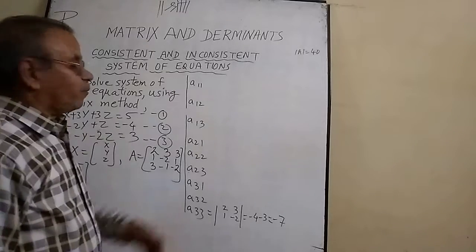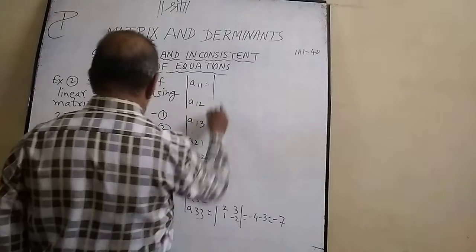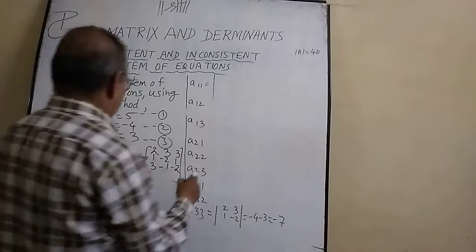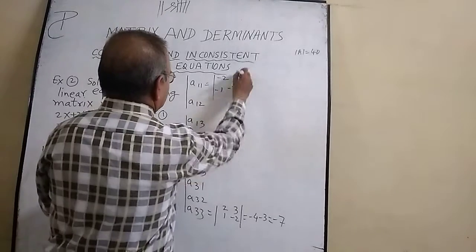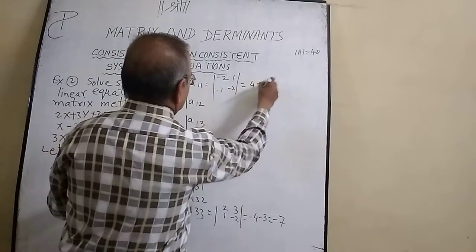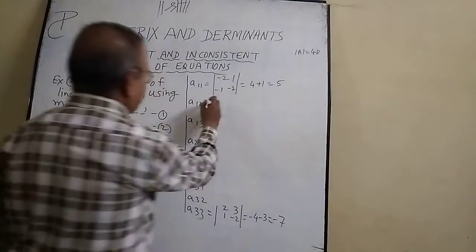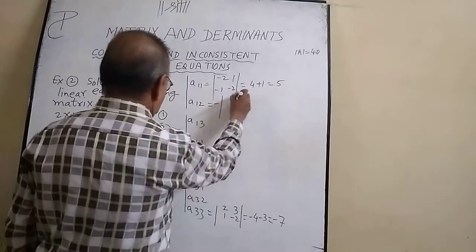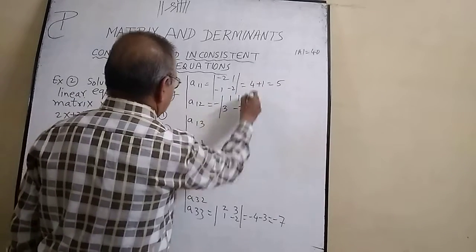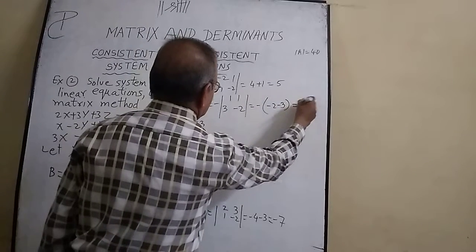Here, first of all, we find the cofactors. So A11 is equal to minus 2, 1 and minus 1, minus 2, which is 4 plus 1, so 5. A12 is alternate positive negative, so that is 1, 2, which is equal to 1, 1 and 3 minus 2, which is minus 2 and minus 3 is plus 5.